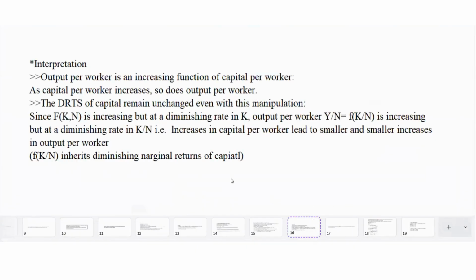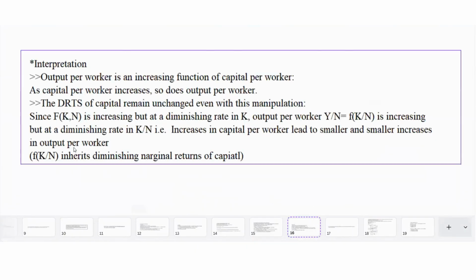So now, even after this manipulation, the decreasing returns to scale of capital remain unchanged. We know output is increasing, but at a diminishing rate in K. This is the assumption we made. Increases in K with fixed N lead to smaller and smaller increases in output, right? So F(K, N) is increasing, but at a diminishing rate in K. This means that output per worker is increasing, but at a diminishing rate in capital per worker.